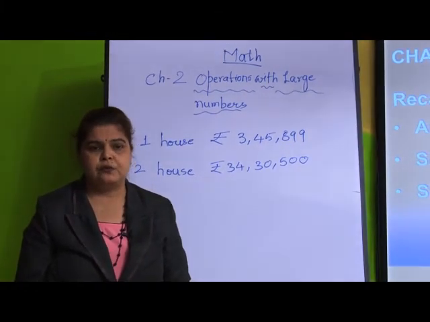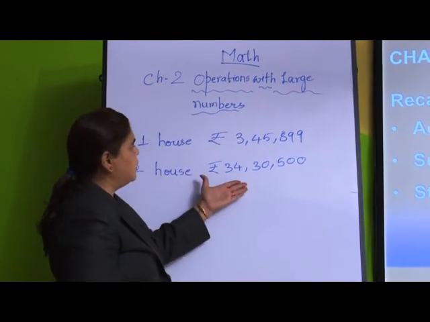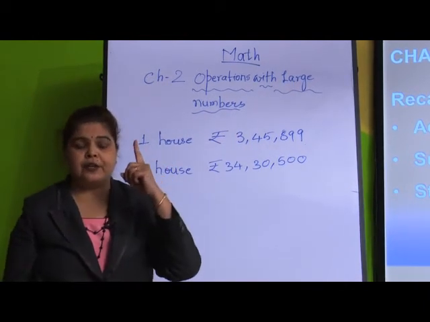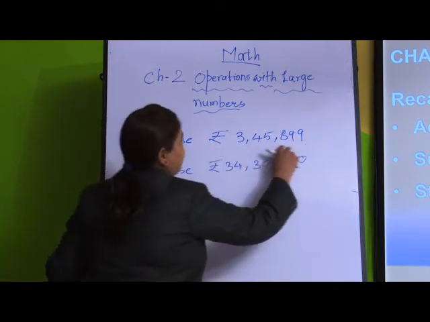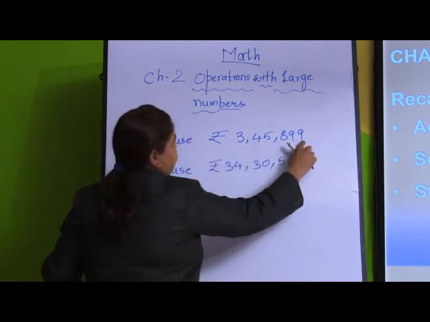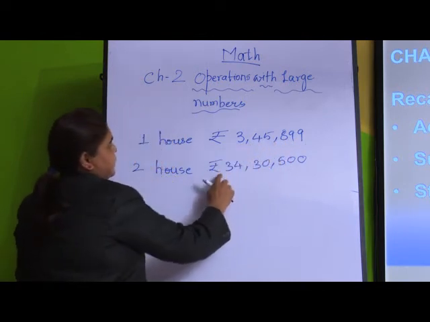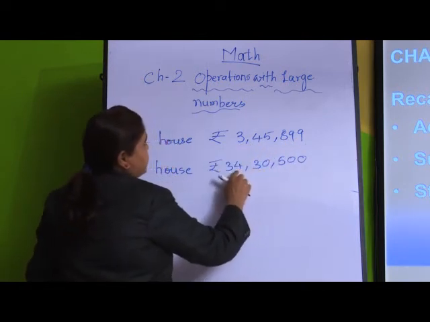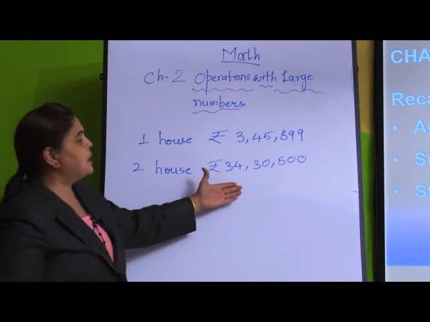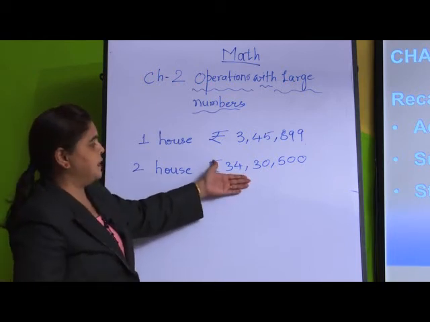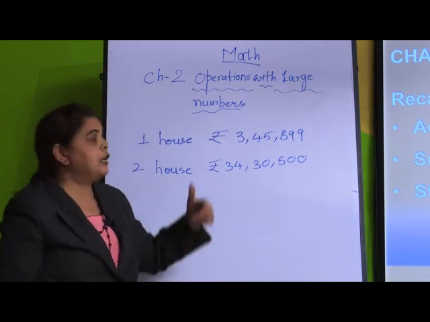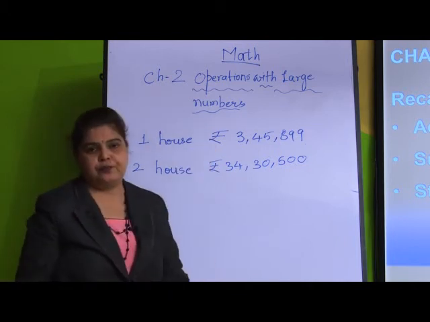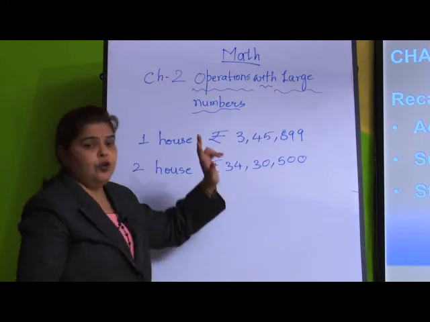Which house? Yes, by seeing the numbers, as I told in the previous lesson, when we have a large number, we first have to count the number of digits. Here I have 3 to 5 and 6 digits. Here I have 5, 6 and 7 digits. So which is the largest? This one. It means the second house is more costly than the first house. By seeing this number, you can find out.